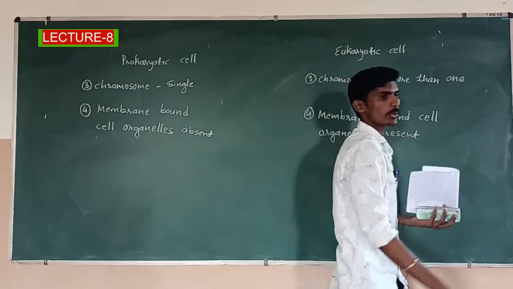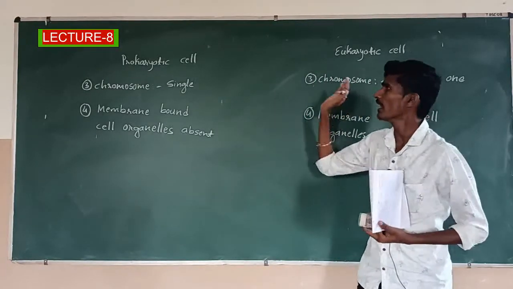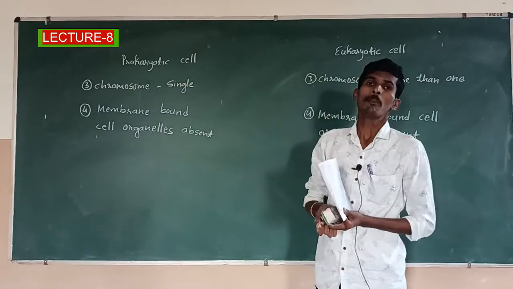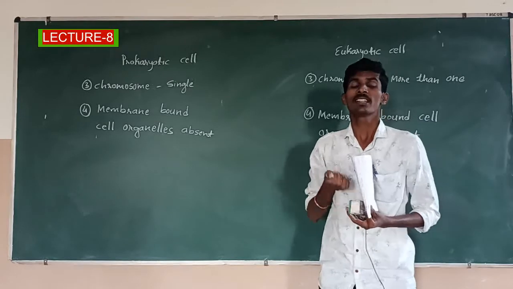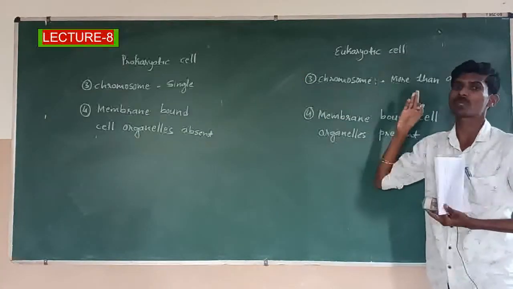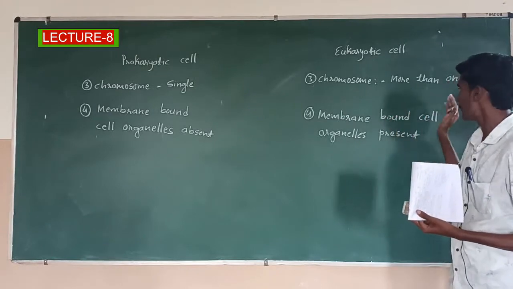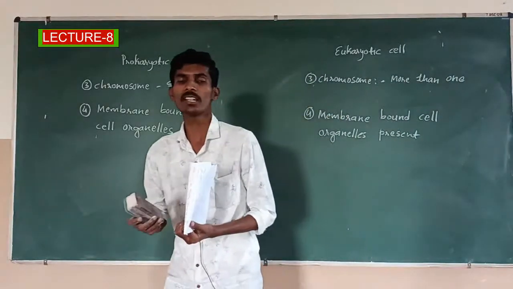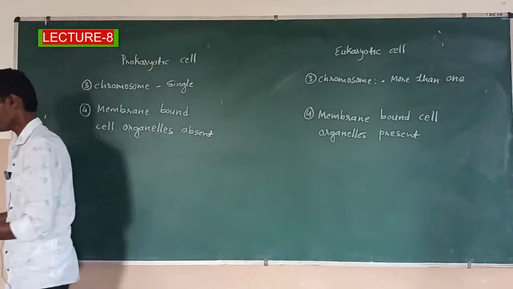This is the characteristic of eukaryotic and this is the characteristic of prokaryotic. In prokaryotic cells, the membrane-bound cell organelles are absent. In eukaryotic cells, the membrane-bound cell organelles are present. So these are the characteristics of prokaryotic and eukaryotic cells.